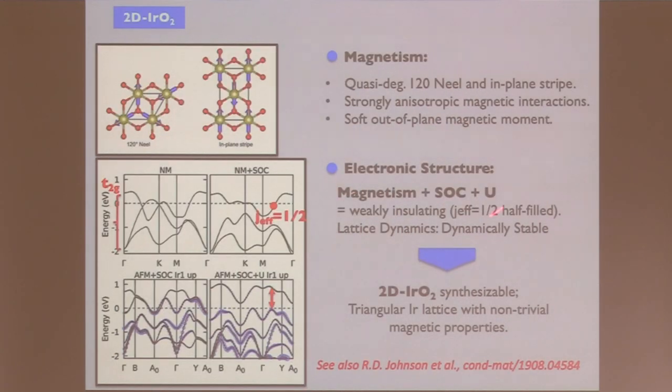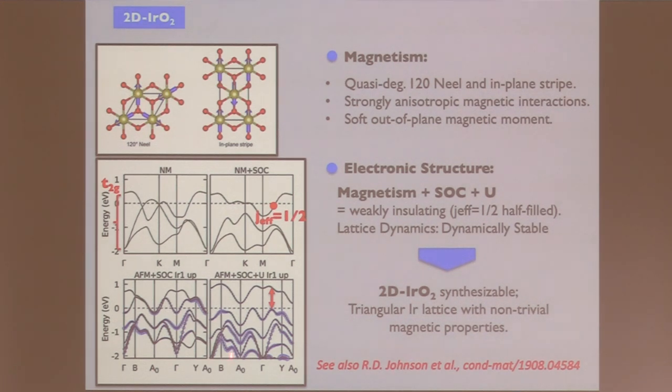We did a bit more, so we look at the magnetic structure, and first of all, the electronic structure. You find that this is basically a weak Mott insulator, in the sense that you start from a non-magnetic calculation, you include spin orbit, you have a splitting here, but you're still metallic. But if you include antiferromagnetic order and spin orbit, you open a small gap. This has a magnetic moment of the order of 0.5, so this is a weakly insulating state.